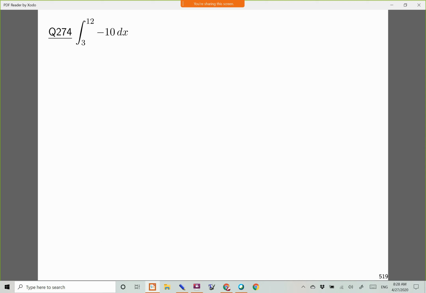Okay, so this is a question about signed area again. The function here is this negative 10. That's the function. Again, this is a constant function. By constant function, I mean the y value is always the same. When we graph, we're going to have a horizontal line. The x values we've got are 3 and 12, so we look between the two vertical lines, x equals 3 and x equals 12.